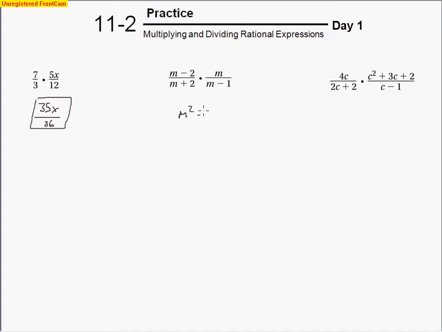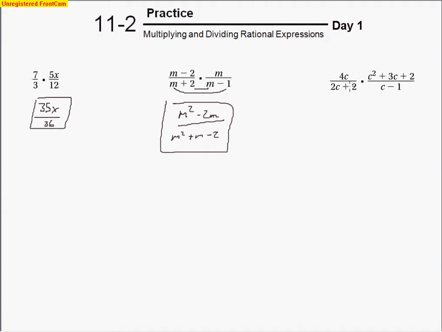m squared minus 2m, so I'm using the distributive property. And then down below, I've got to use FOIL. m squared plus m minus 2. I got that plus m because the outside terms are negative 1, and this makes a positive 2. Those will subtract to make 1m here. So that would be our answer.